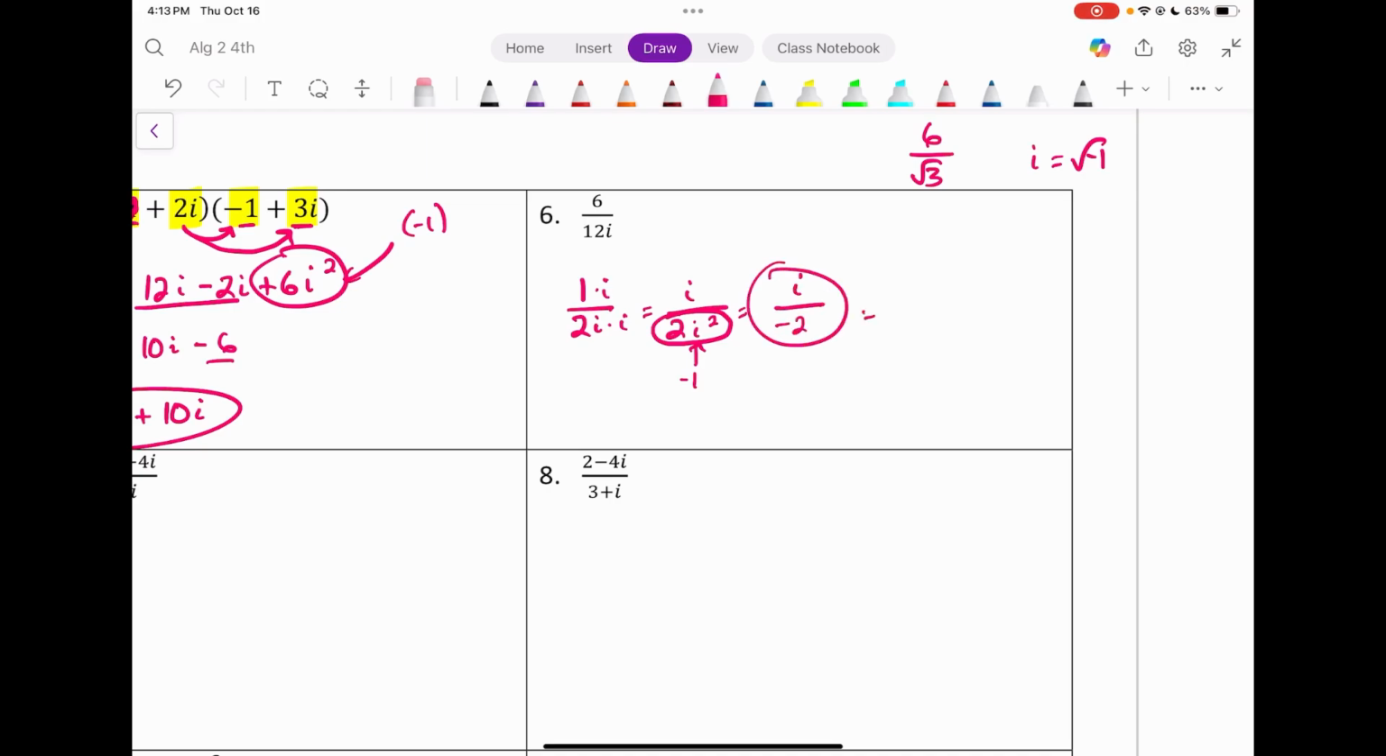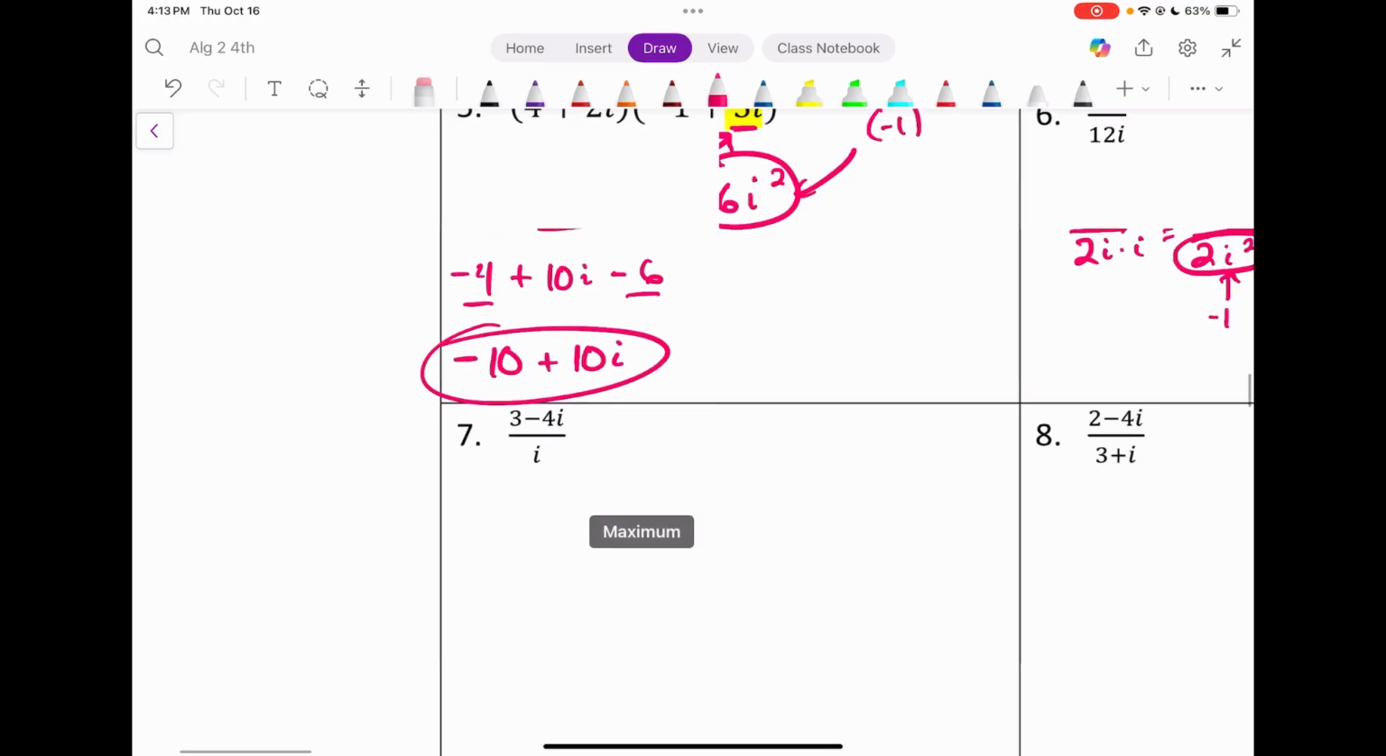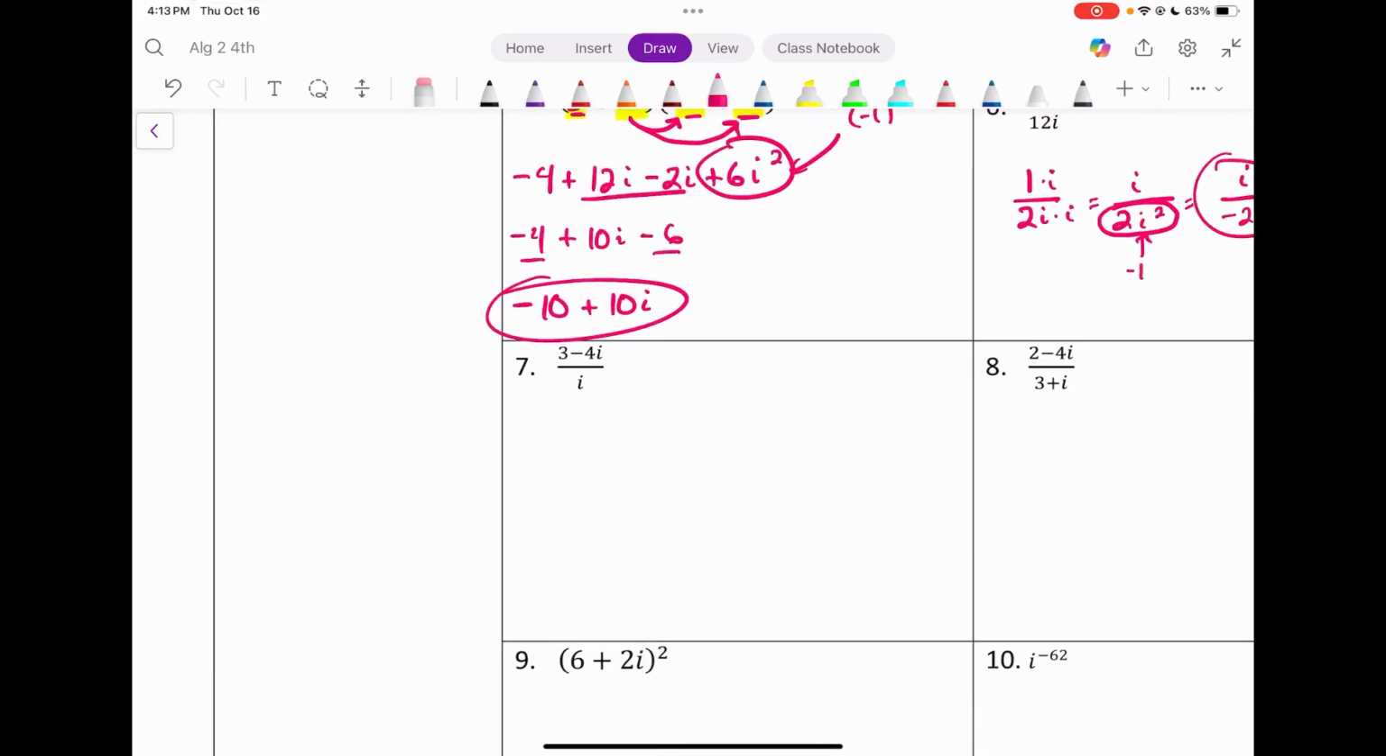So you could write it like that, or if you'd like to put the negative out front, I think it actually looks a little bit better. So negative i over 2. We're not leaving i's on bottom. Same thing on number 7. We're going to multiply top and bottom by i.